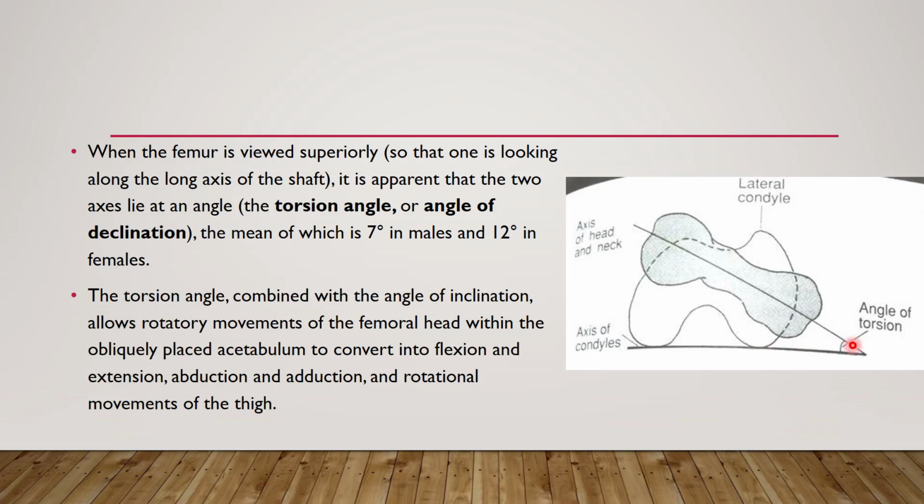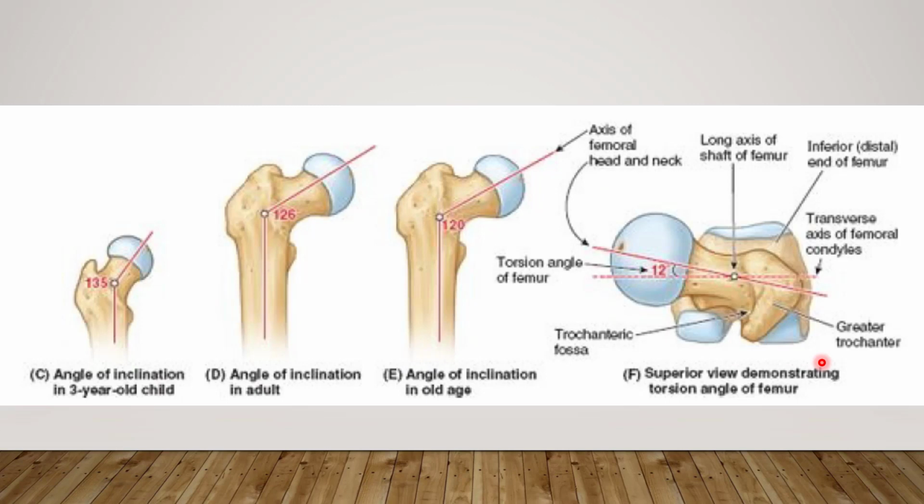So remember the angle of torsion, which is also called the angle of declination and the angle of inclination. See here in this diagram, the angle of inclination is more, about 135 degrees in a 3-year-old child, but it will decrease, to an average of about 126 degrees in an adult, okay, and in old age it will decrease more, to about 120 degrees.